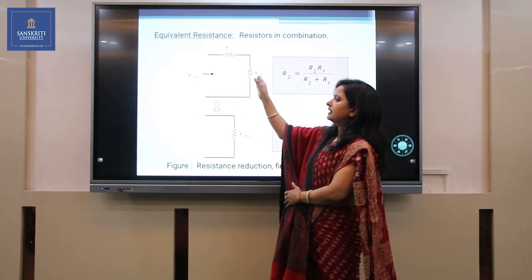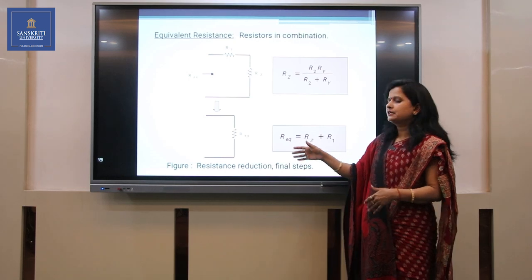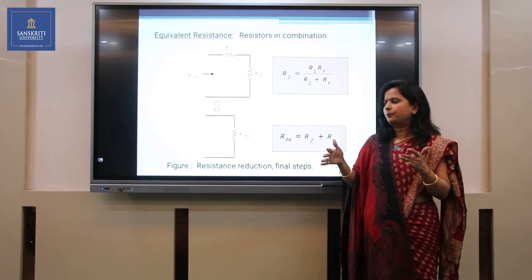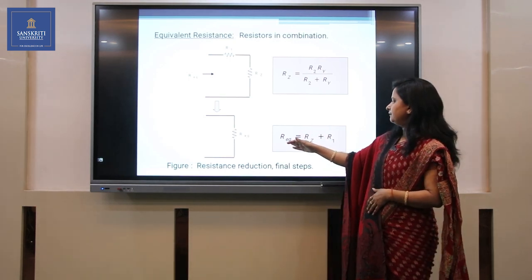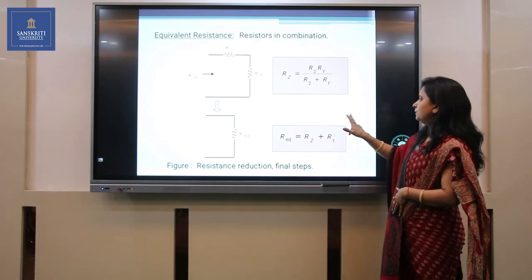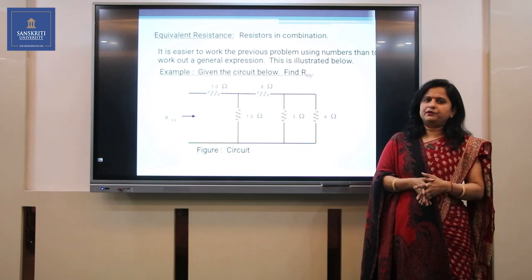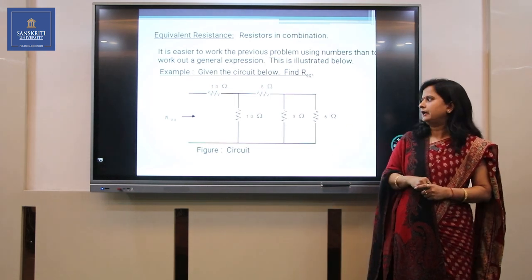Rz is connected in series with R1. So the equivalent resistance of the whole series parallel combination is R equivalent equals Rz plus R1. So this is how we can calculate the resistance of a series parallel combination. So let us take an example of that.